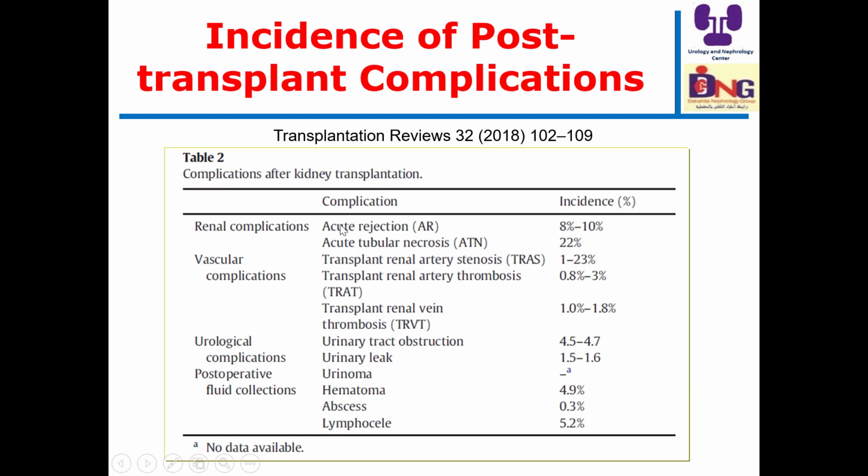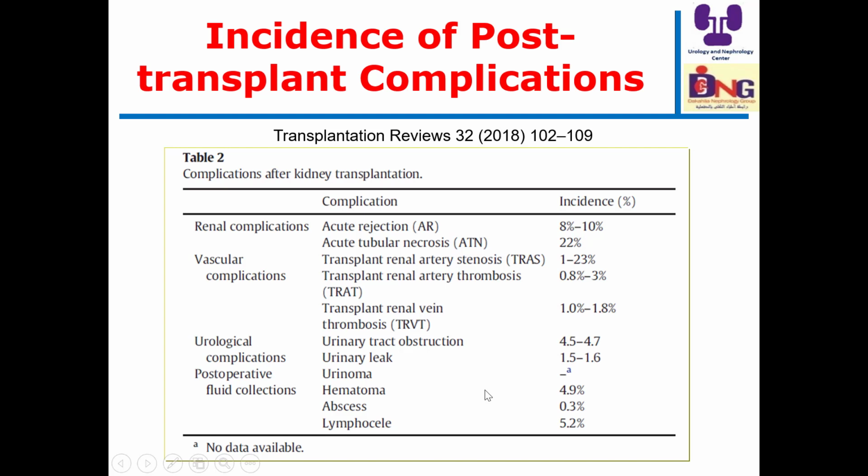This is the type of complication, as you see: acute rejection, tubular necrosis, artery stenosis, artery thrombosis, renal vein thrombosis, urinary tract obstruction, leak, urinoma, hematoma, abscess, and lymphocele. And you can see the incidence percentage for each of the complications. The clear message and the key message of this slide, I want to say that acute renal allograft dysfunction is not exclusively restricted to acute rejection.